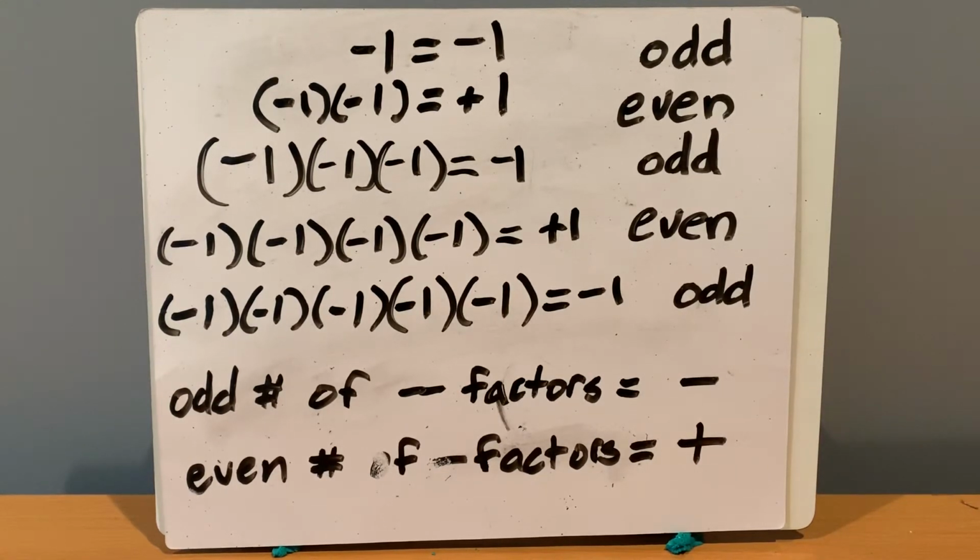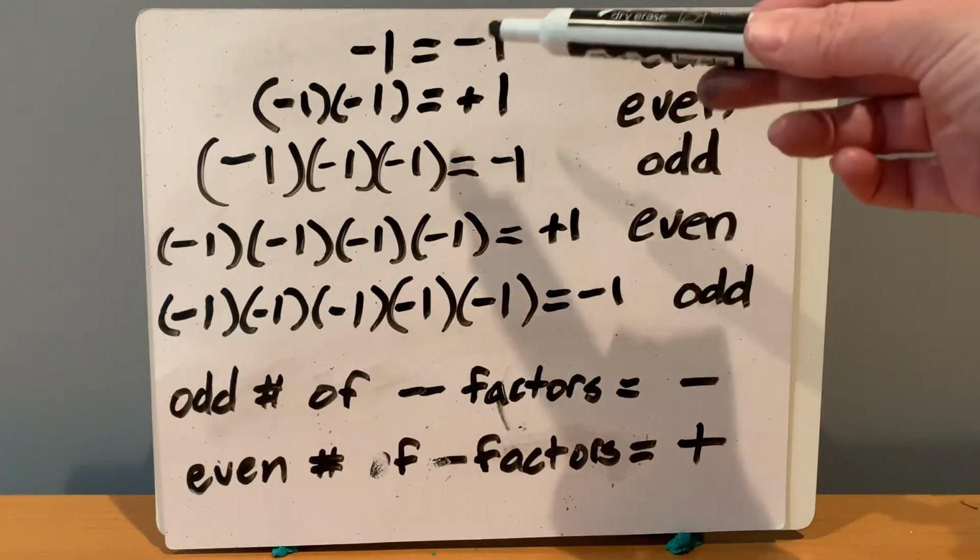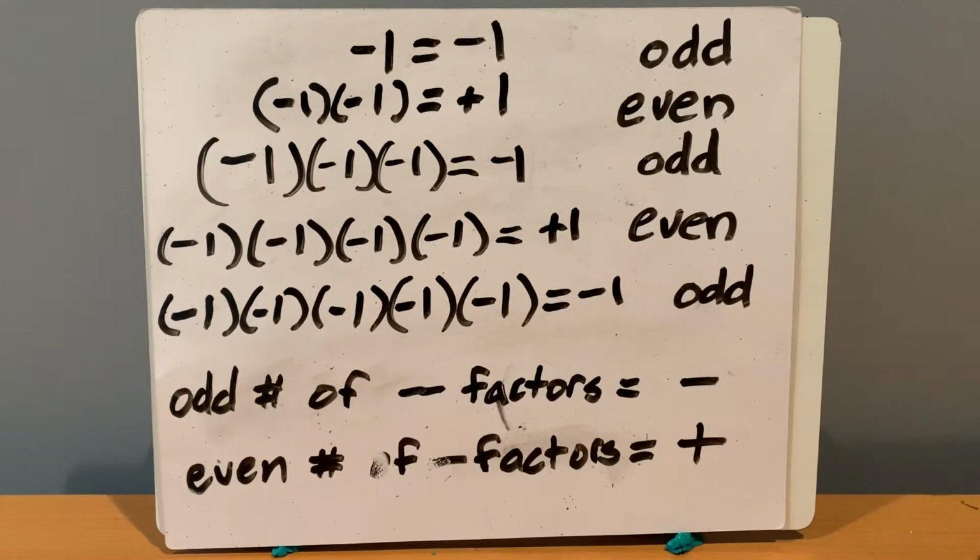The odd negative factors equal a negative number. Even negative factors equal a positive number. So we need to keep that in mind, that if there is an odd number of negative factors, the answer will be negative. If there's an even number of negative factors, the answer will be positive.